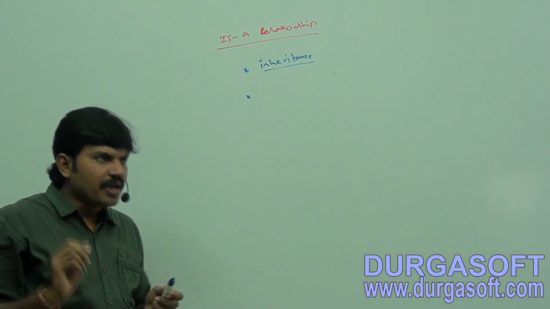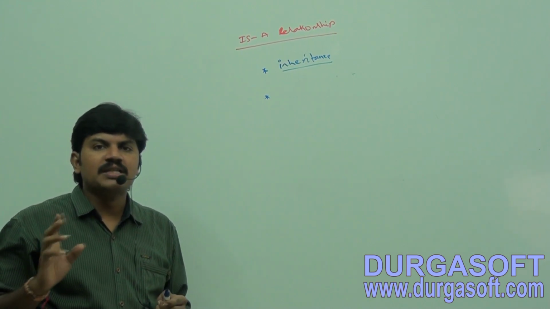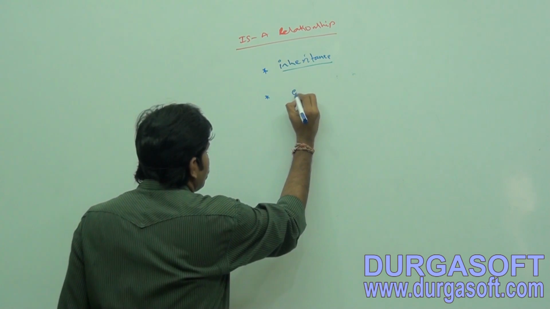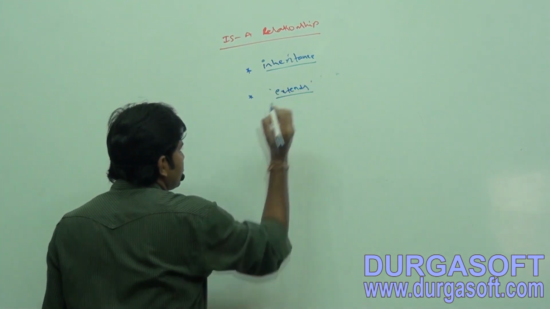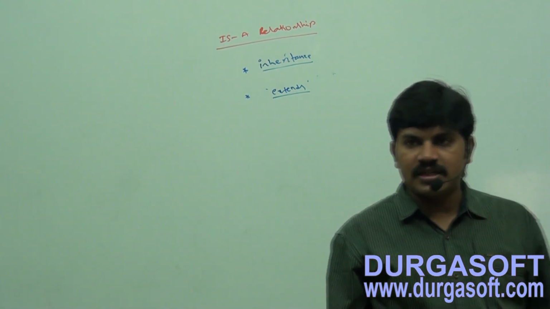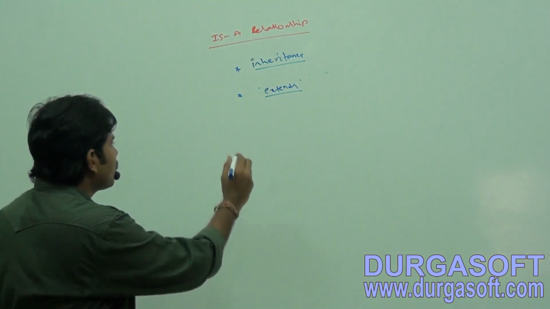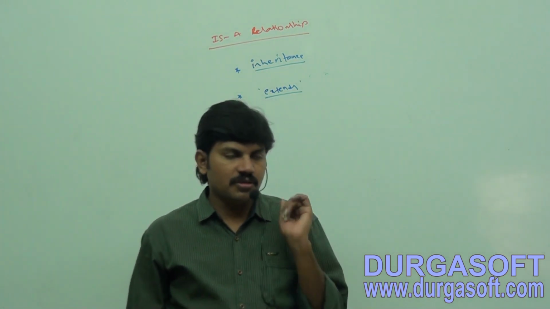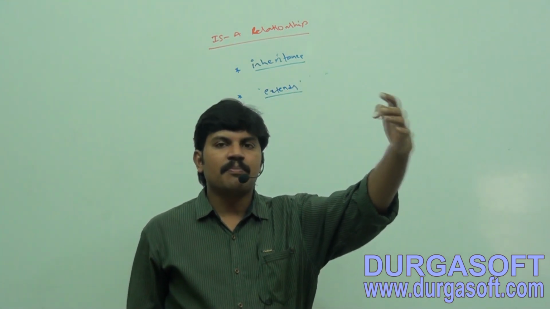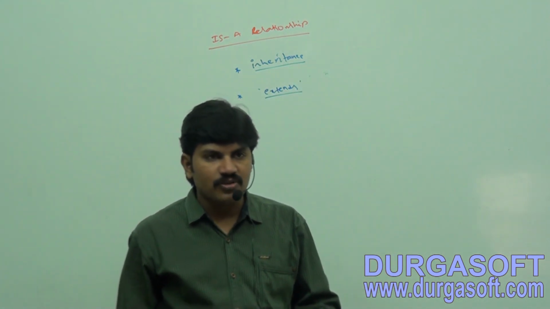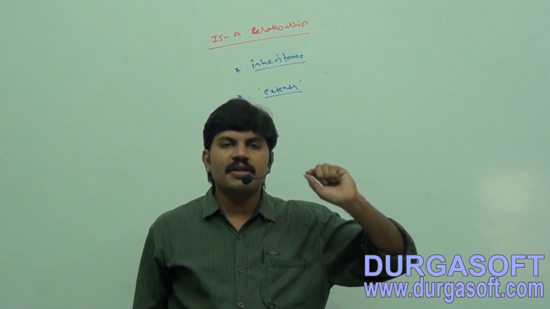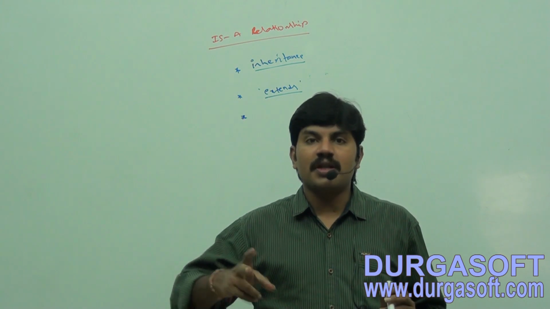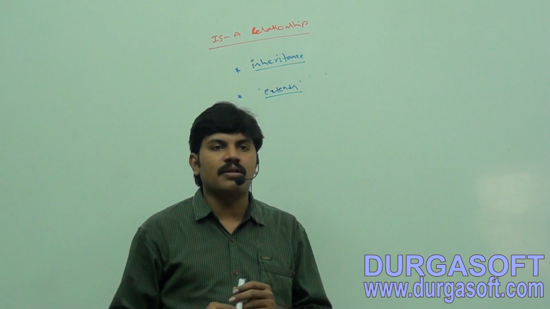Next, how can we implement the is-a relationship? We can implement the is-a relationship by using the extends keyword. Now the third one: what is the big advantage of the is-a relationship? Simple, parent class members are by default available to the child. Correct or not? If you write any method in the parent, we can happily call that method on a child object without rewriting.